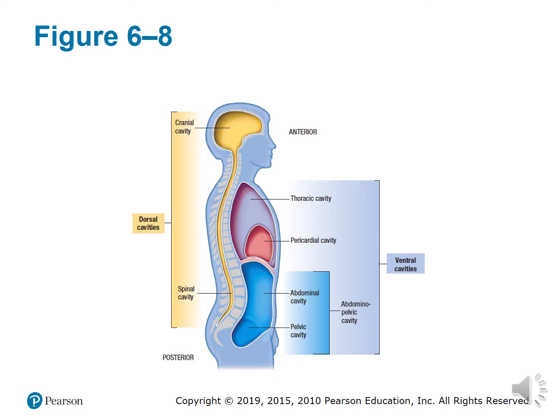Figure 6.8 shows you a picture of the different body cavities. You have your anterior cavity, your cranial cavity, your dorsal cavity, your spinal cavity, your pelvic cavity. These are just different sections of the body where we will operate for drawing samples.